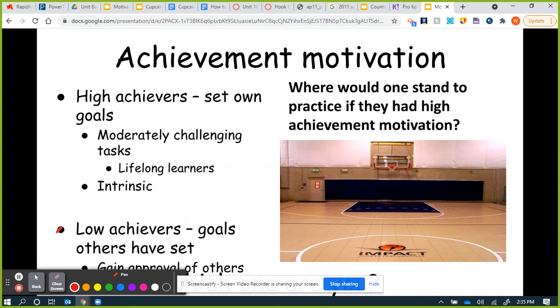Oh, well, achievement motivation. People who are high achievers tend to set their own goals, and they like to do things that are moderately challenging because they are being challenged, but they can also succeed at it. People who are high achievers also tend to be intrinsically motivated. Low achievers, other people set goals for them, and they tend to like to do things that are easy. They do things not for their own sake, but to gain approval from others. They tend to be more extrinsically motivated.